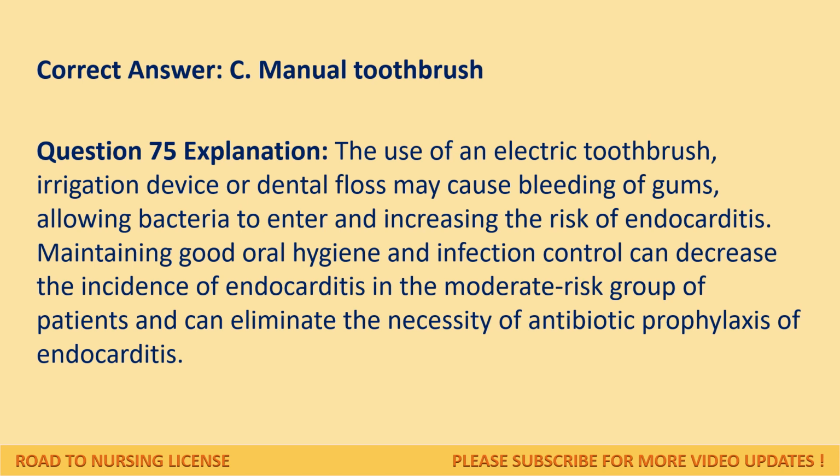Question 75 Explanation. The use of an electric toothbrush, irrigation device or dental floss may cause bleeding of gums, allowing bacteria to enter and increasing the risk of endocarditis. Maintaining good oral hygiene and infection control can decrease the incidence of endocarditis in the moderate risk group of patients and can eliminate the necessity of antibiotic prophylaxis of endocarditis.